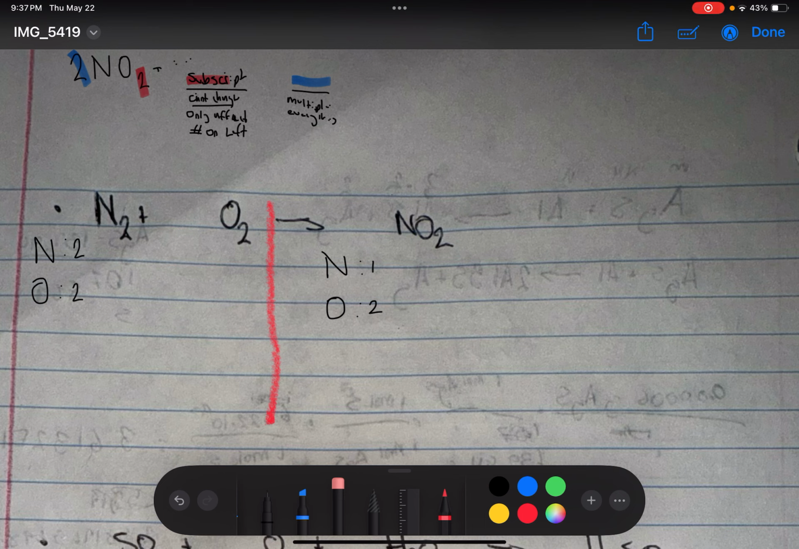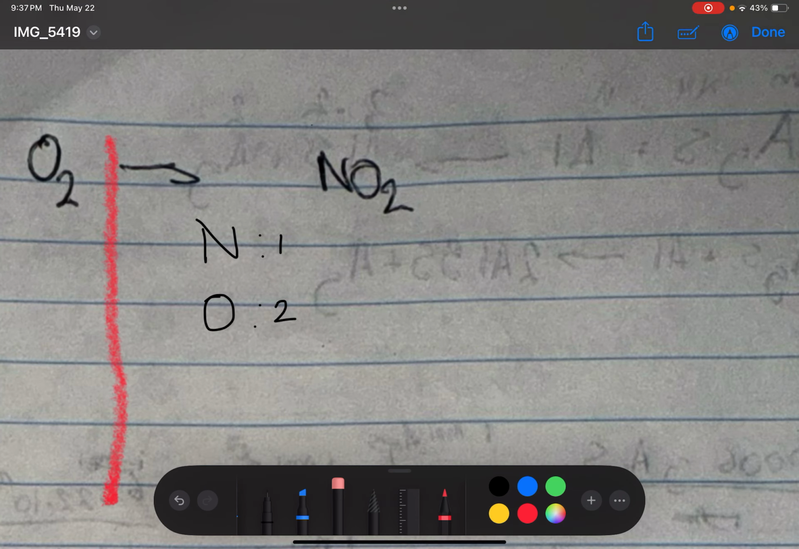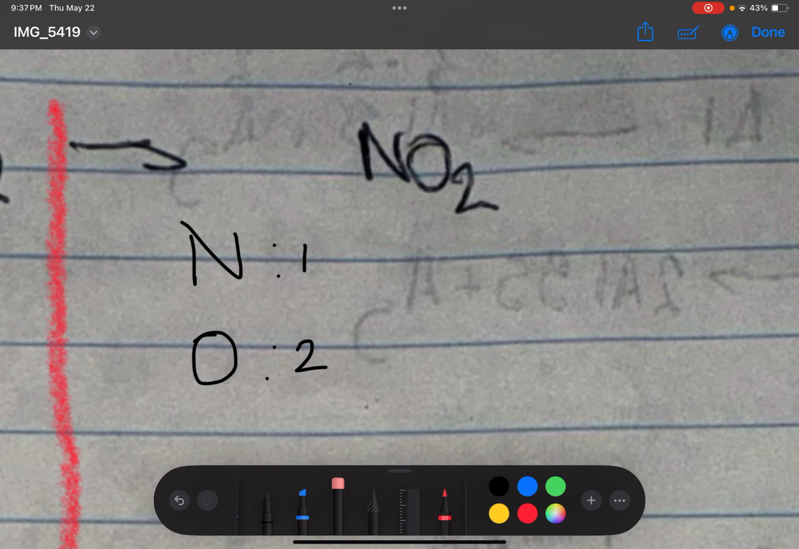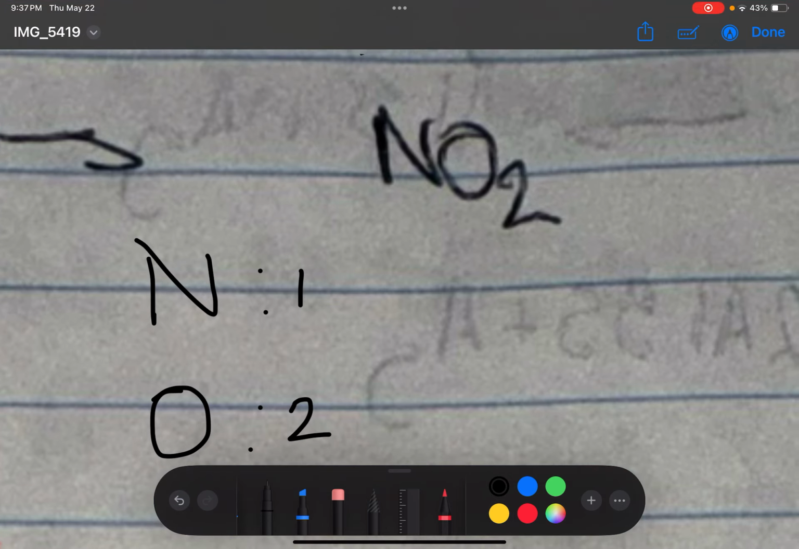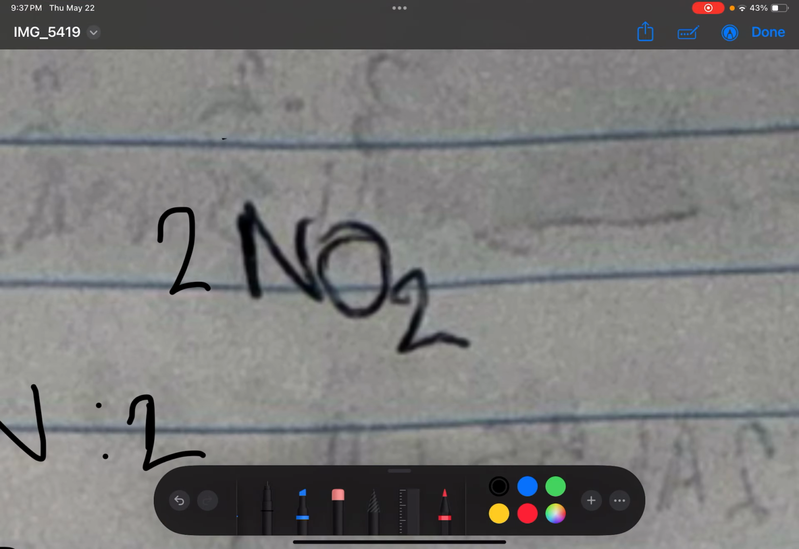We're going to add in a coefficient because we can't change the number of the subscript. And the only way for us to get the N to a 2 is, we think, what number can we multiply by 1 to get to 2? It's a 2. So you're going to put that right there because that's your only option, right? That means there's now 2 N's, but now your coefficient multiplies everything. And remember, this is your coefficient.